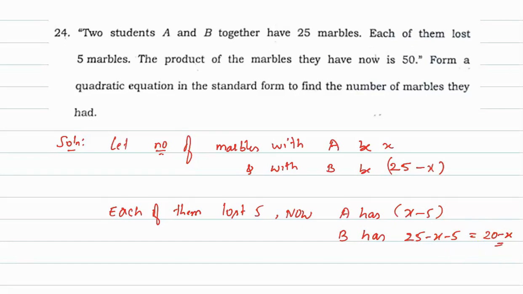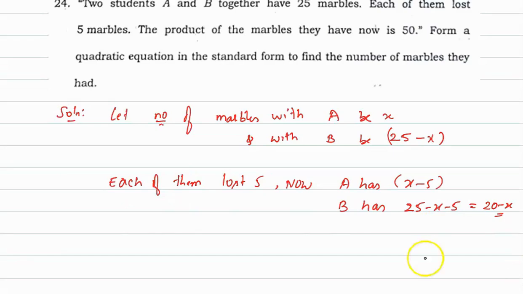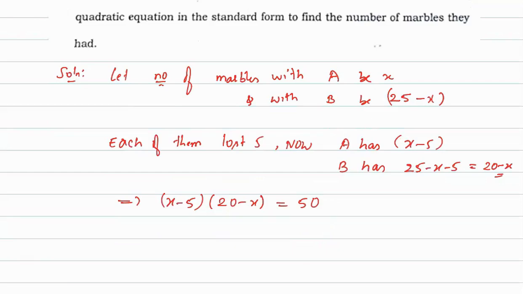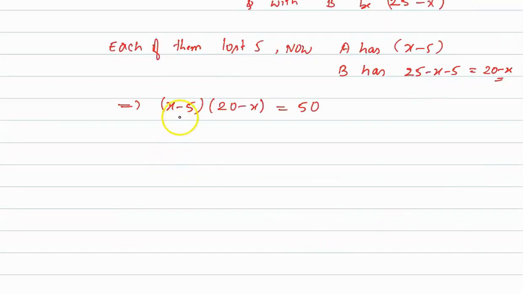Now the product of the marbles they have, so this implies the product of these two, that is X minus 5 and 20 minus X will be equal to 50. Now simplify this product to get a quadratic equation. So X into 20 will become 20X. X into minus X is minus X square. Minus 5 into 20 is minus 100. Minus into minus plus 5X minus 50 will be equal to 0.